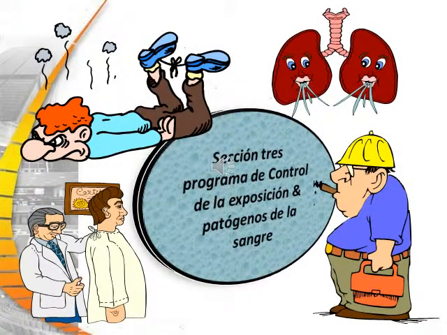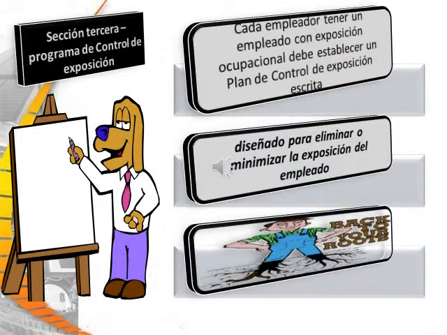Section 3, Exposure Control Program and Blood-Borne Pathogens. Exposure Control Program: each employer having employees with an occupational exposure must have a written exposure control plan designed to eliminate or minimize the employee's exposure.